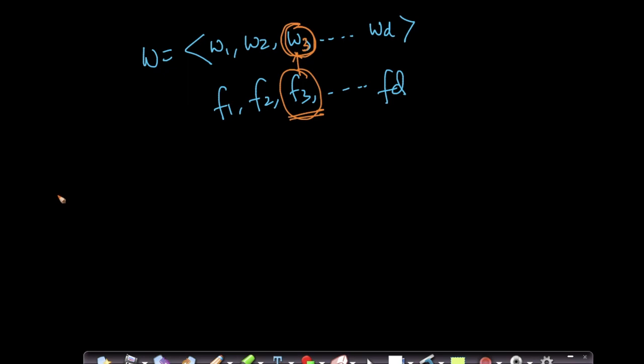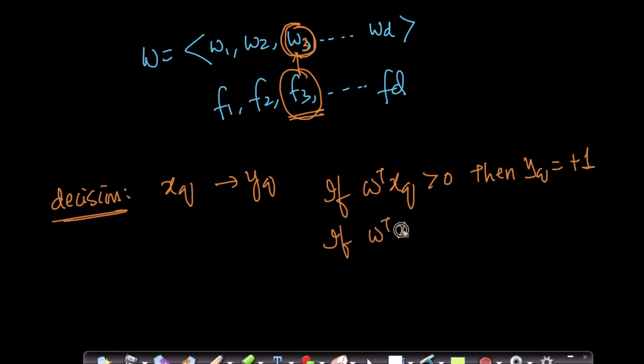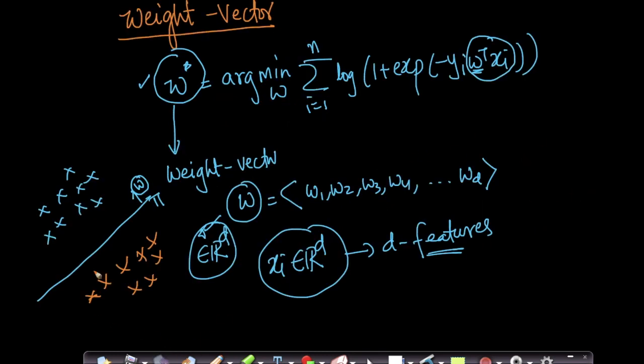Now, as you might already understand, the decision. Let's assume I'm given a new query point, and for this query point, I want to estimate its class, YQ. How do I do it in logistic regression? The rule is very simple. If W transpose XQ is greater than 0, then YQ equals positive. It's a positive class. Similarly, if W transpose XQ is less than 0, then your YQ is negative class. And this comes from simple geometry.